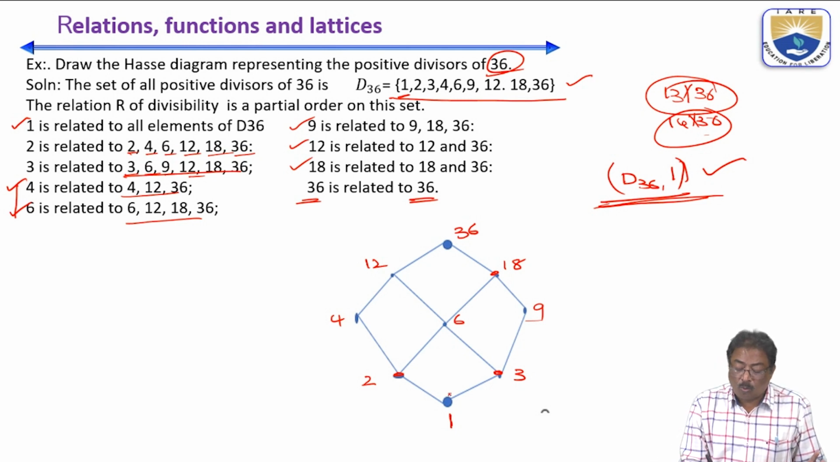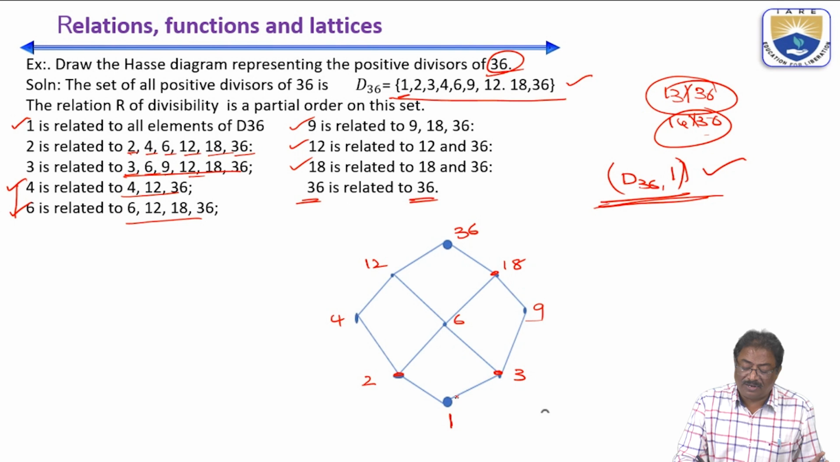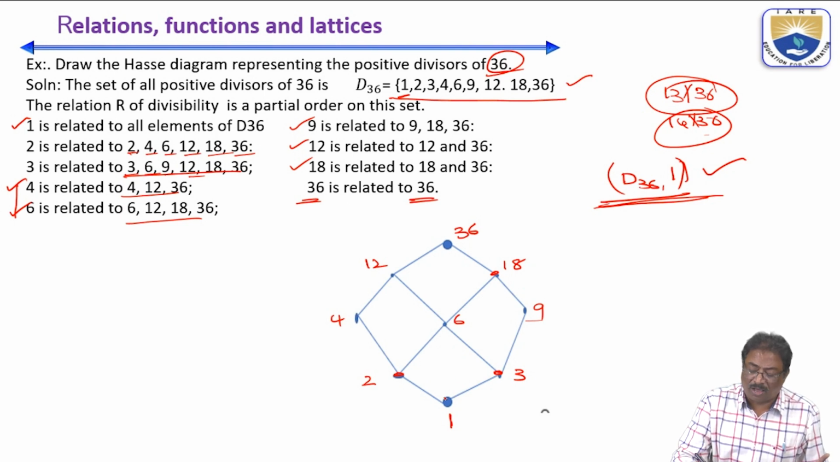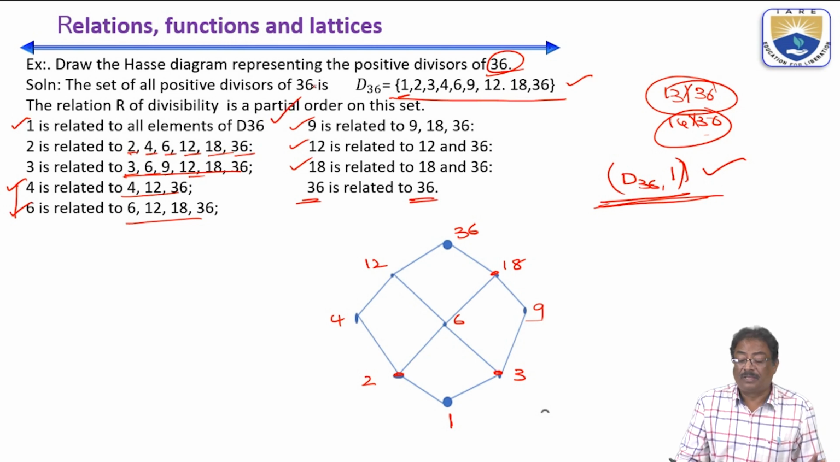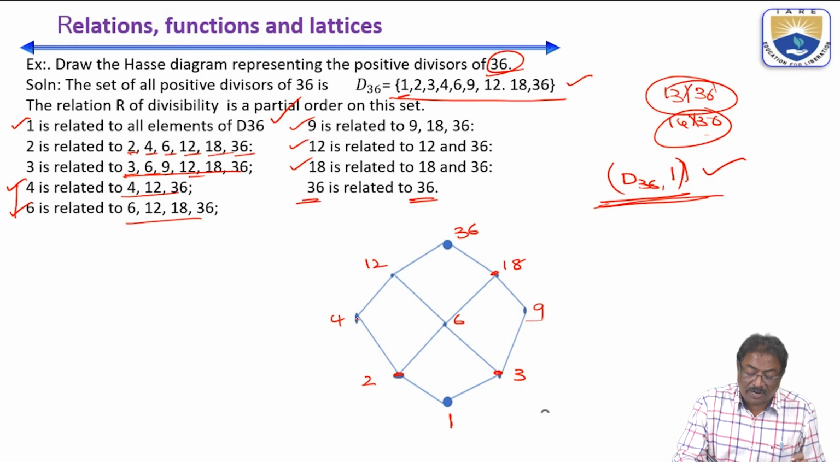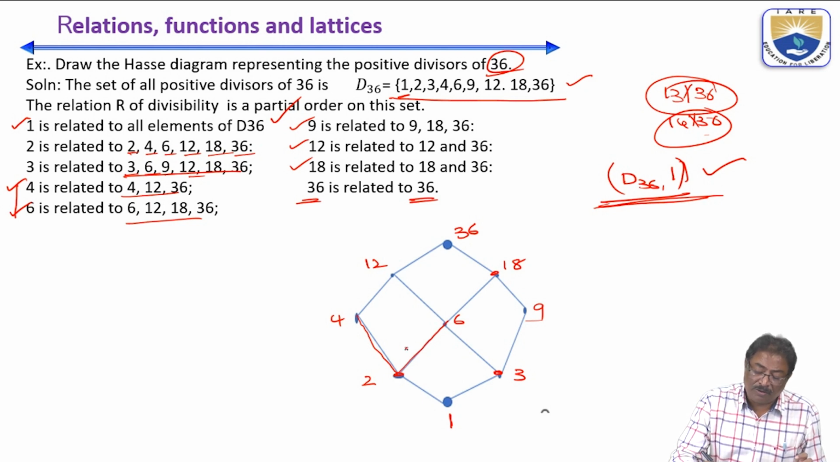Now, 1 is related to 2, 1 is related to 3, 1 is related to 4 and so on. So by transitiveness, 1 is related to all the elements of 36. And next, 2 is related to 2, and 2 is related to 4, 2 is related to 6, and of course by transitiveness to 18, and 2 is related to 12, and 2 is related to 36 also.